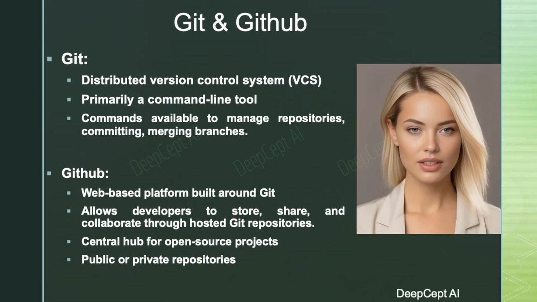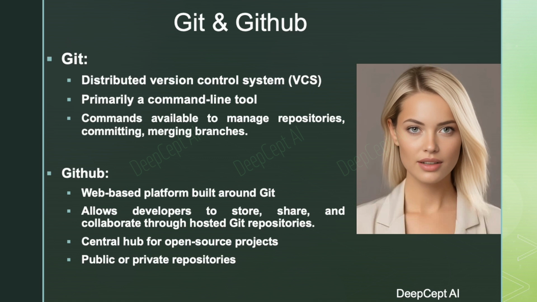Git is a distributed version control system, VCS, that enables developers to track changes in source code during software development. It allows users to manage their code repositories locally, providing features like version tracking, branching, merging, and collaboration.